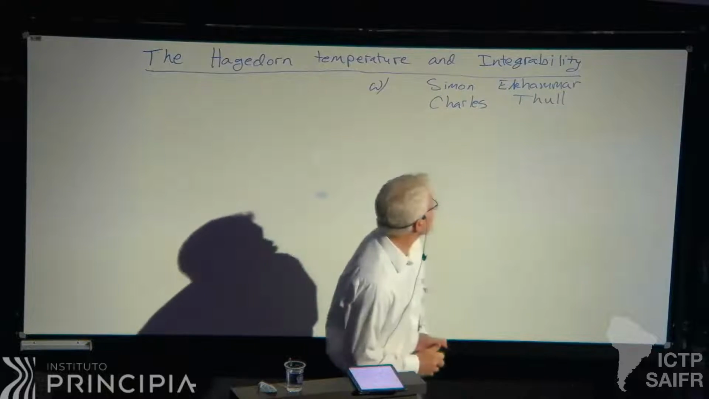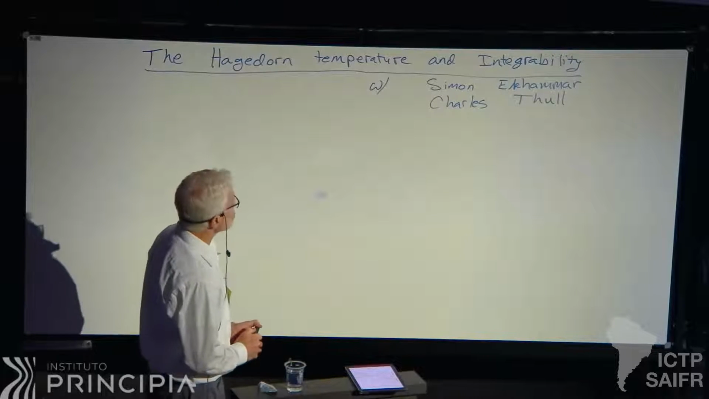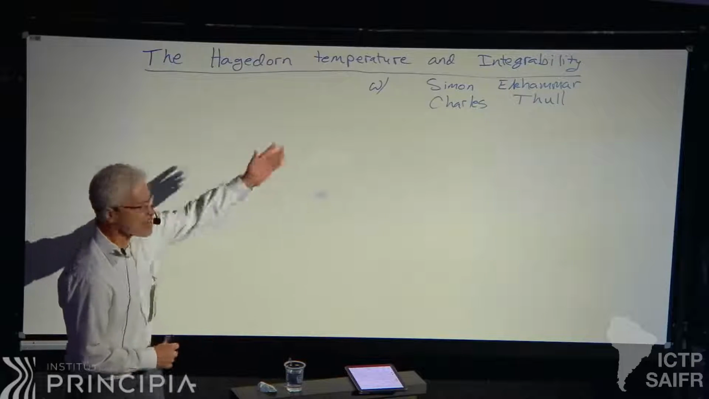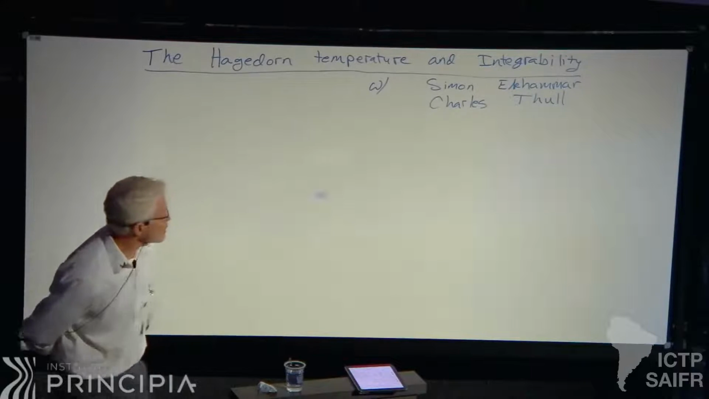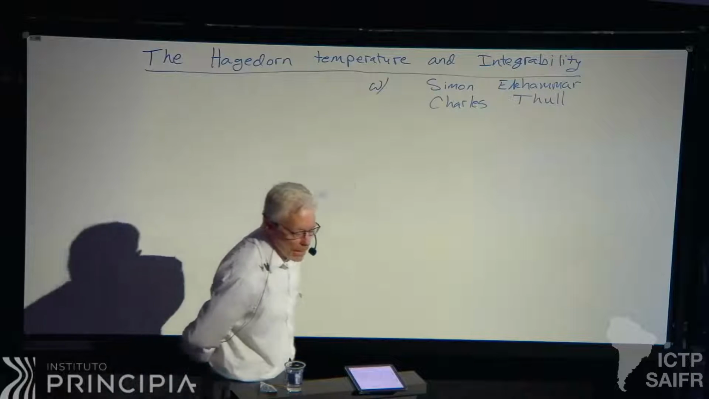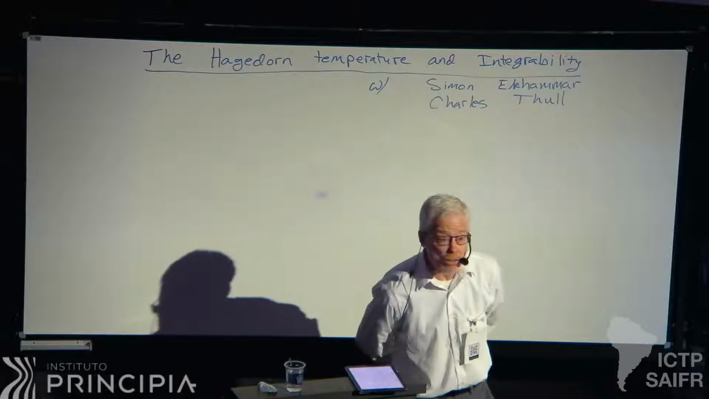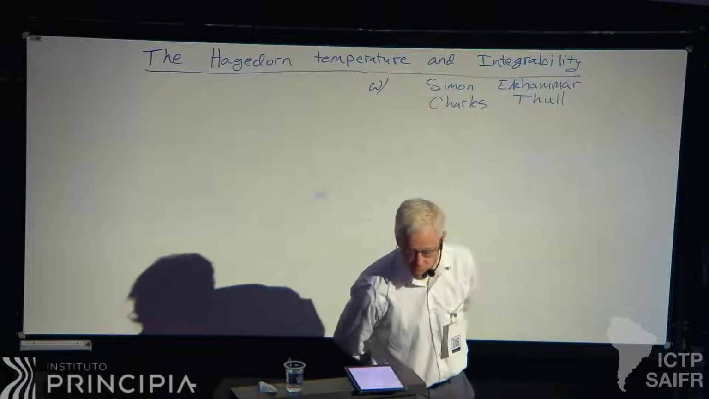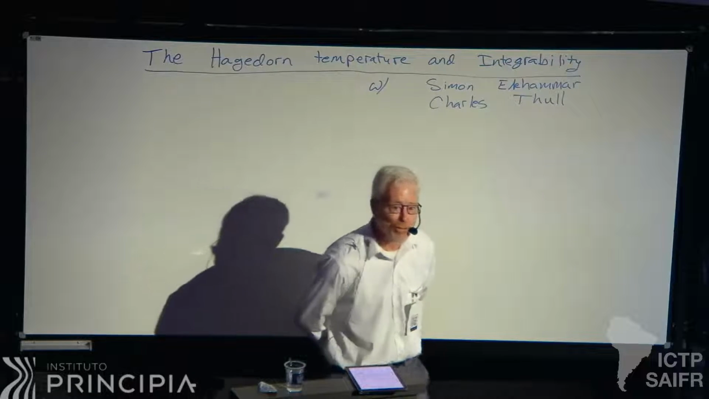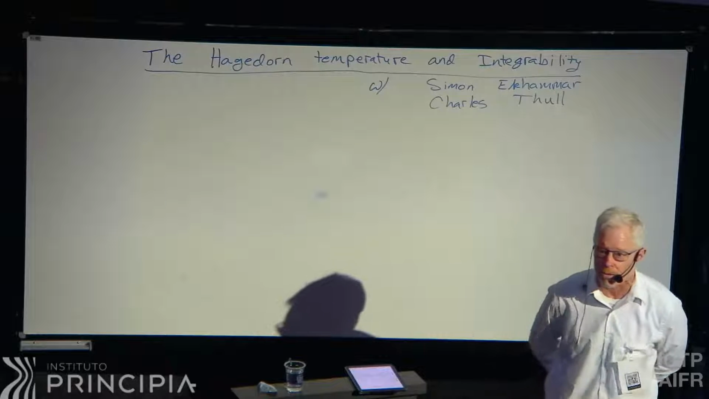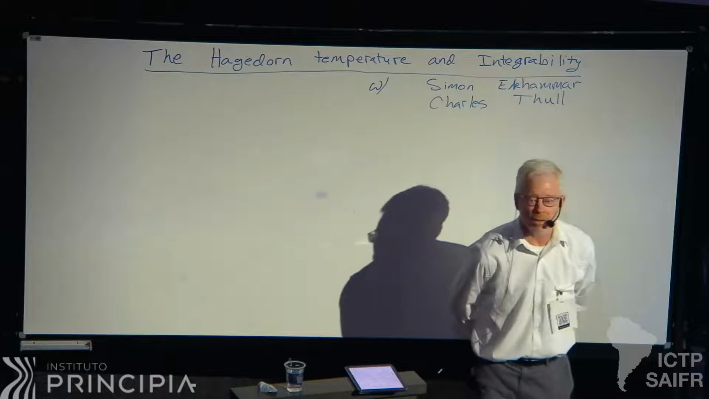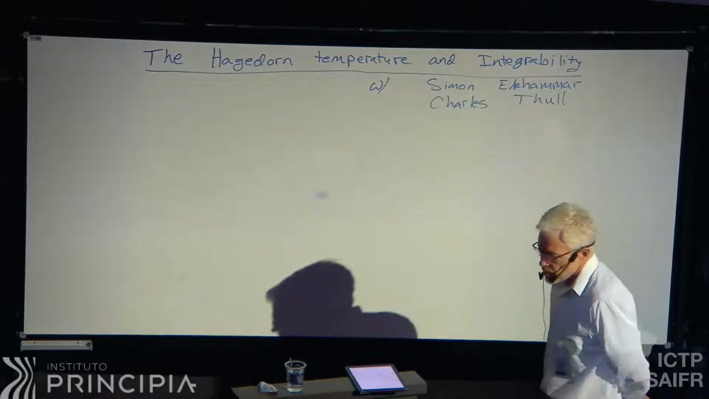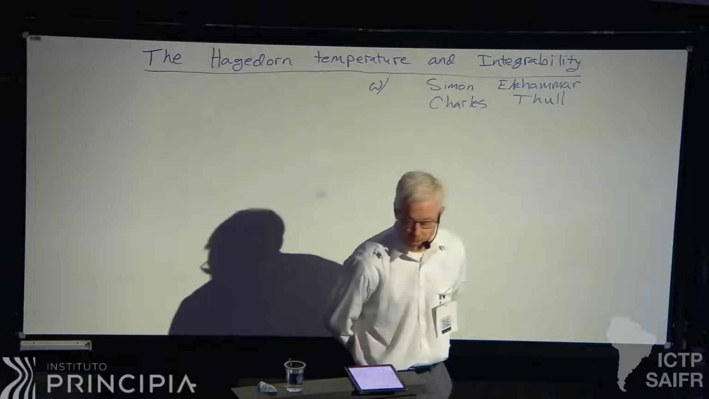So anyways, I want to talk today about some work done last year and ongoing work this year with my fabulous young associates, Simon Eckhammer and Charles Tull. And I want to talk about the Hagedorn temperature and how we get this from integrability. But I'm trained as a string theorist, so I'll start by talking about the Hagedorn temperature in string theory. Then I'll move on to how putting it in curved space can change things. And then I'll talk about our results from using the quantum spectral curve.